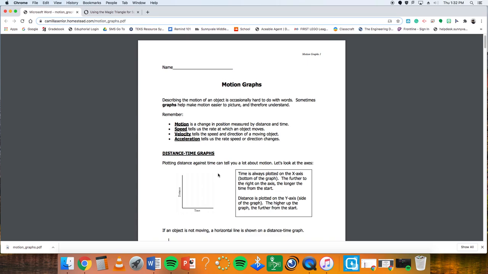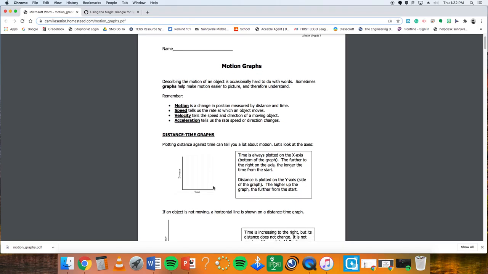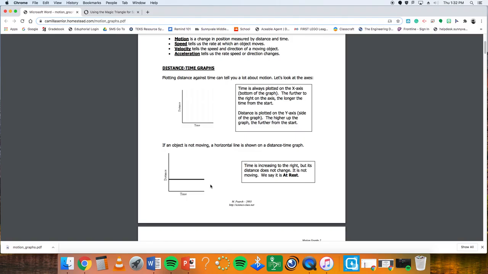So when you have your graphs, you have distance on the y-axis and time on your x-axis. When you draw a flat line, or a horizontal line, look at your distance. You can see that the distance is not going up and down. The distance is staying the same. So if the distance is staying the same, we are at rest.